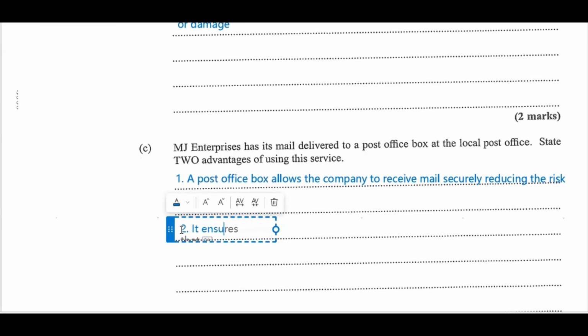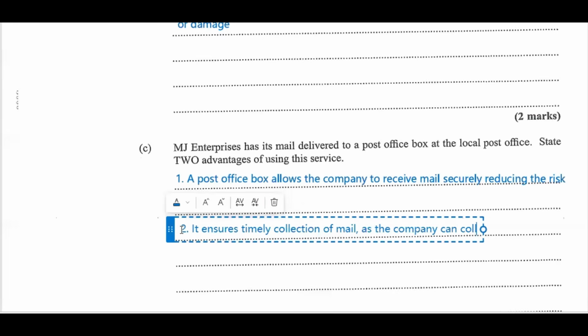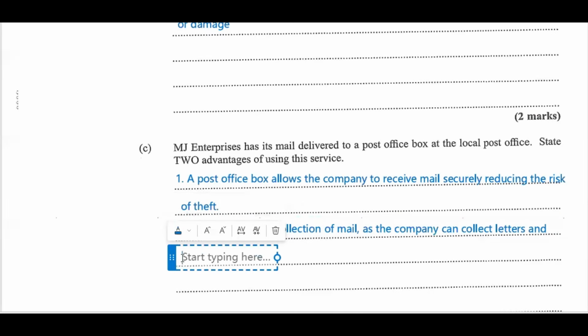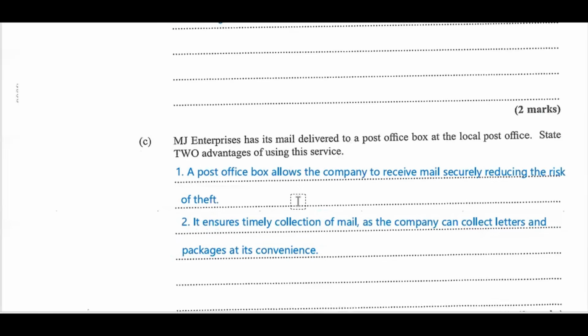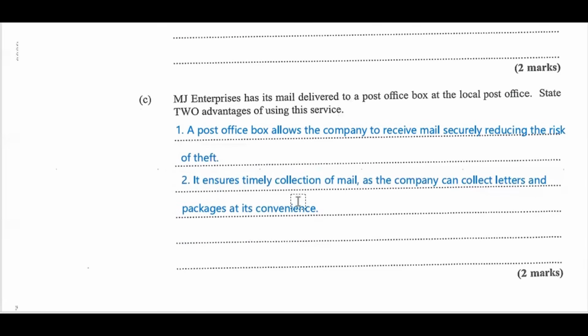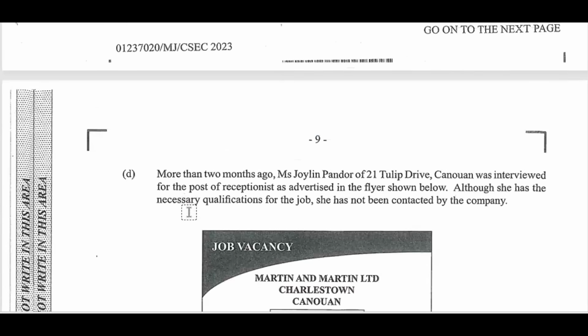Second reason, it ensures timely collection of mail, as the company can collect letters and packages at its convenience. Yeah, the mail is coming directly to the post office box. So the company can move at their own time in terms of when to collect their letters and packages. Let's go to the next question.